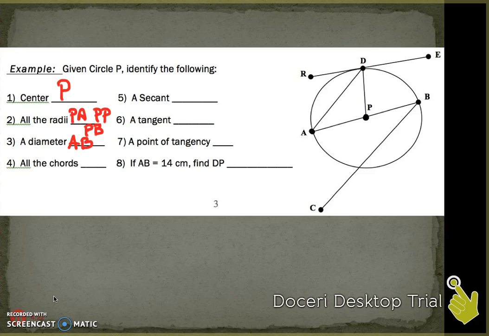And there are two chords. AD slices off a piece, and AB, since it is a diameter, is also a chord. So AD and AB are the two chords.